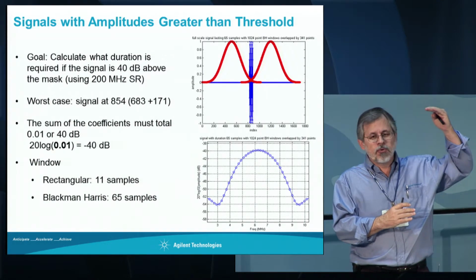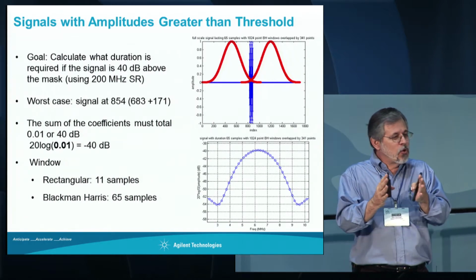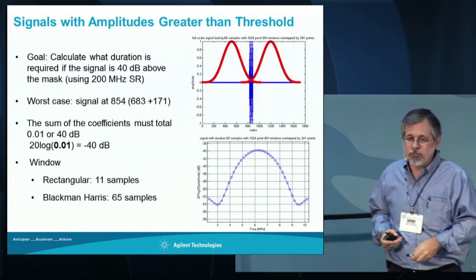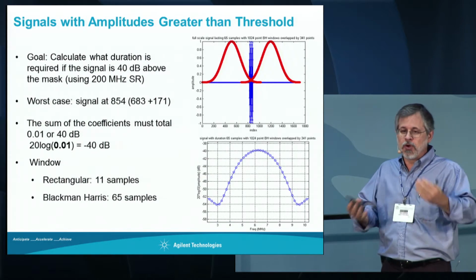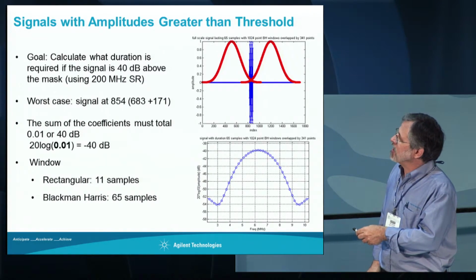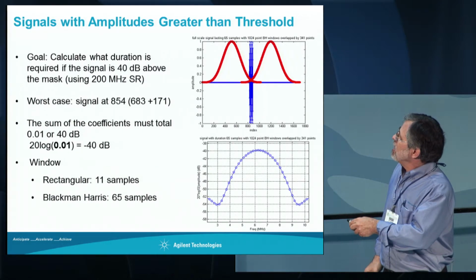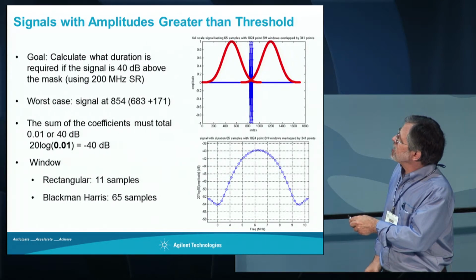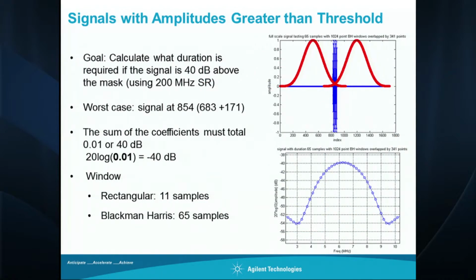If the signal is way, way above the noise level, you can detect it over a much shorter interval because it stands out from the noise. Its power is much different than the noise. Its frequency behavior is much different than the noise. So in this case, we chose a 40 dB figure just as an example. And if we look at what part of this signal occupies either of these windows, the worst place to be is where both windows are intersecting and there's minimal overlap. Then the window shape actually determines whether we need 11 samples or 65 samples to detect that signal 40 dB above.